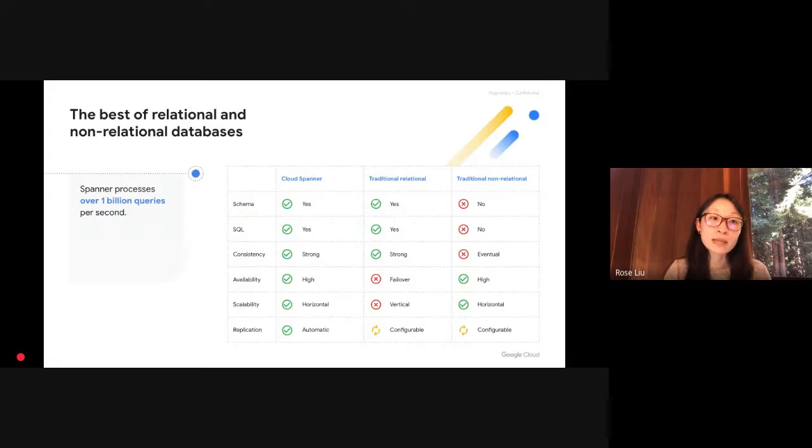Traditional relational databases generally provide schema, SQL, and consistency, but not horizontal scalability or high availability. On the other hand, non-relational databases generally provide the scaling and the availability, but not the easy-to-use relational model. In this talk, we describe how Spanner provides these best aspects of relational and non-relational databases.